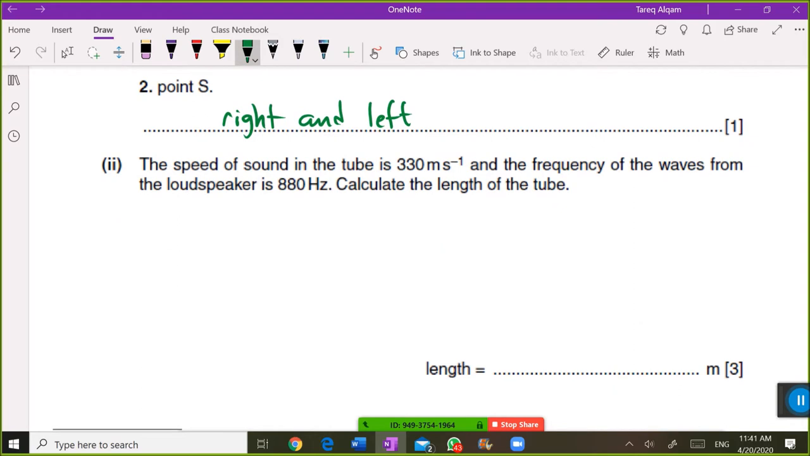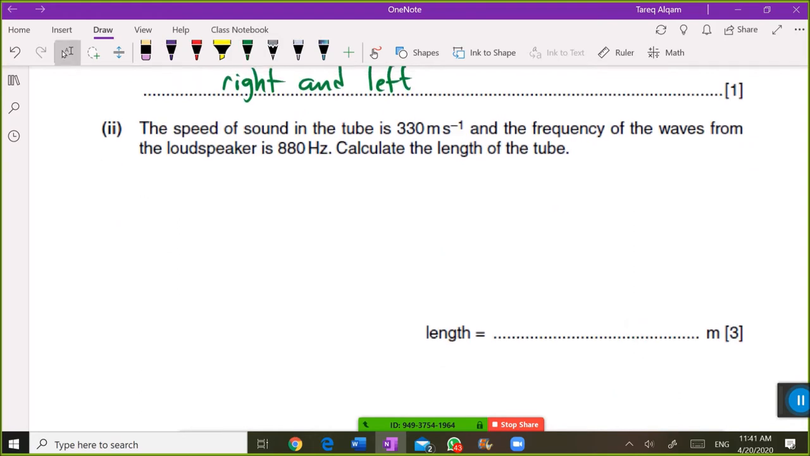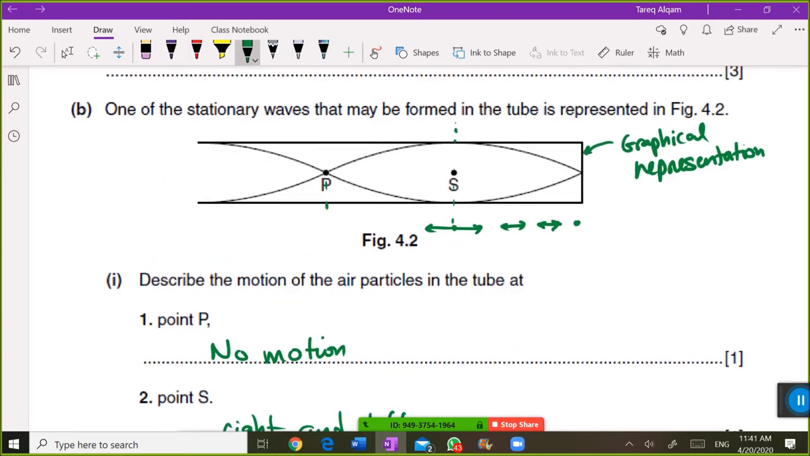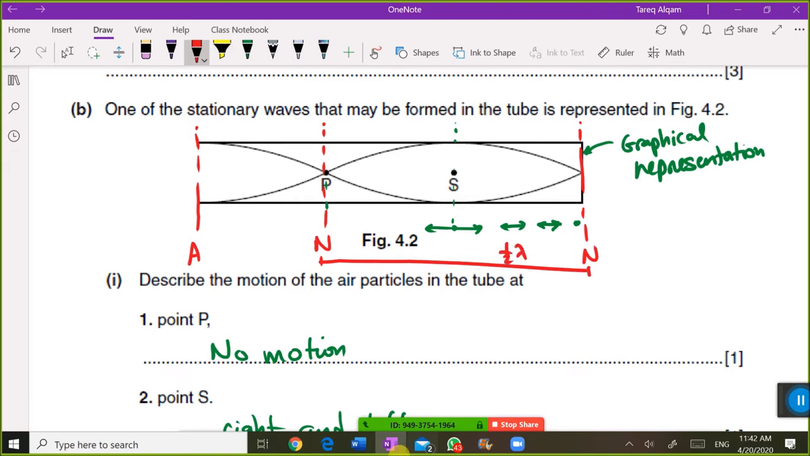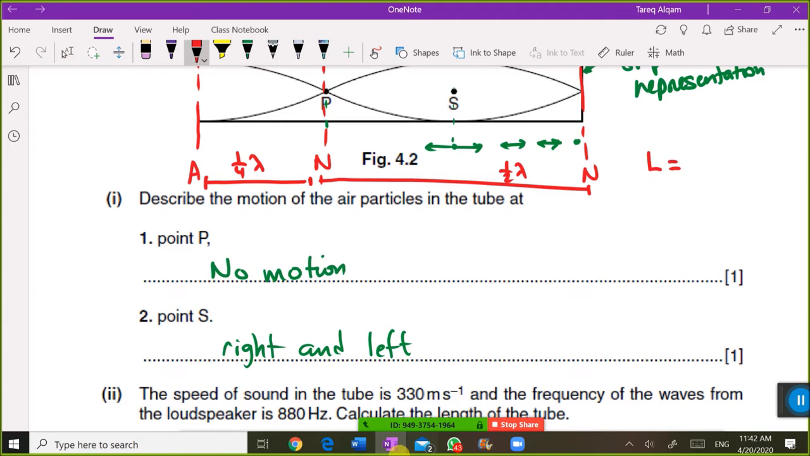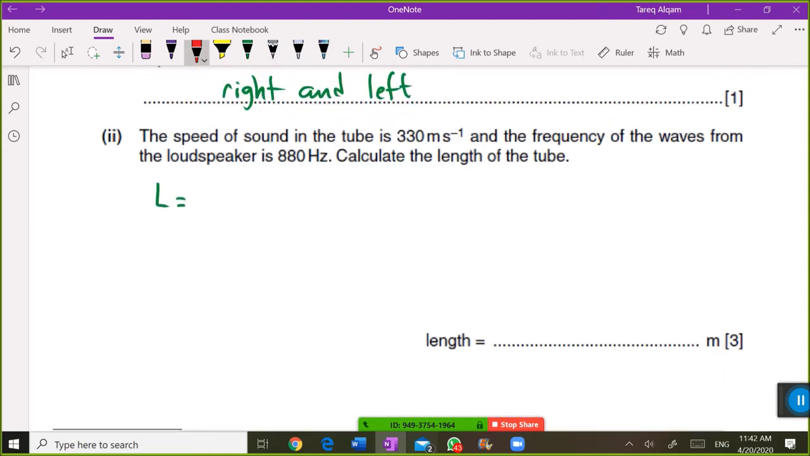Now, the speed of sound in the tube is 330, and the frequency of the waves from the loudspeaker is 880. Calculate the length of the tube. Okay, guys, pay attention. To find the length of the tube, I have to show how many wavelengths are in this tube, like what we did previously. This is a node and this is an antinode. This is the procedure that we will do every time. From node to node is half a wavelength. From antinode to node is a quarter wavelength. So the length of the tube is a quarter wavelength plus half a wavelength. Is that clear? So this will be 3/4 of the wavelength.